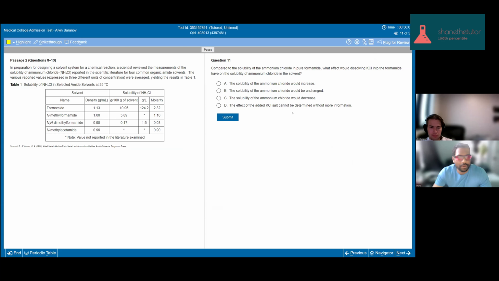So let's just say that we take this and we throw it in water. I know they're saying formamide, but let's just say we throw it in water, right? What would this dissociate into? NH4 plus and Cl minus. Good. So now, what'll happen if we increase the concentration of Cl minus? It's gonna go left. Yep. So solubility would decrease. Common ion effect.